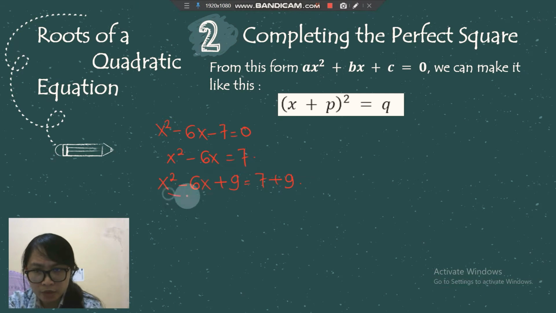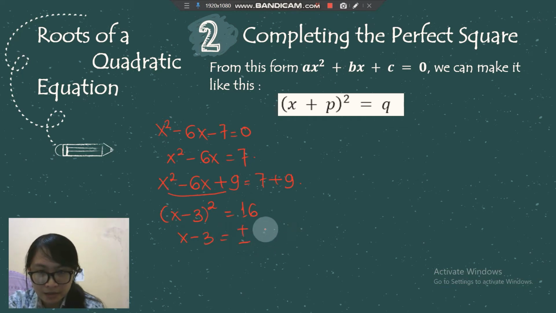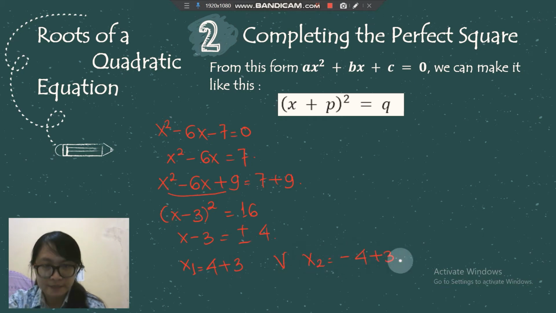So from this we can use factorization. (X minus 3) squared equals 7 plus 9 equals 16. So x minus 3 equals plus minus 4. So we can get the roots: x1 equals 4 plus 3 or x2 equals minus 4 plus 3.